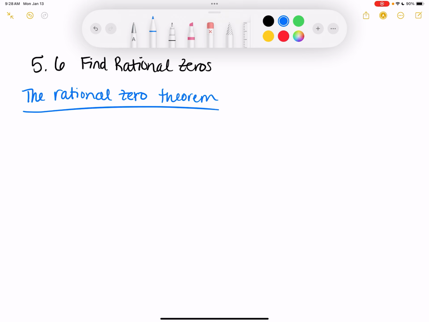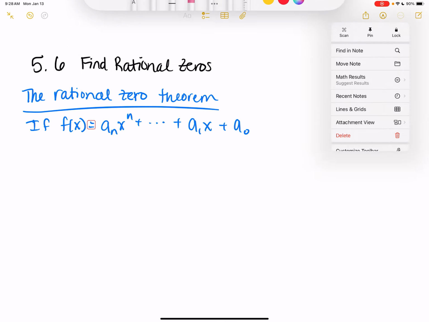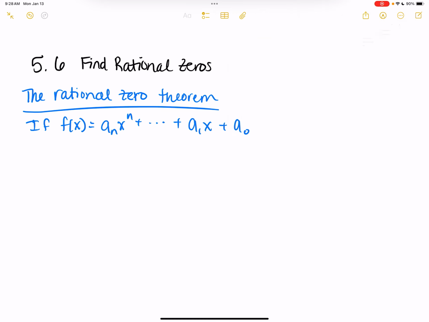which says if f of x equals a sub n x to the n plus dot dot dot plus a sub 1 x plus a sub 0. That's just a function in descending order. It's just the generic form for a function in descending order. Has integer coefficients.